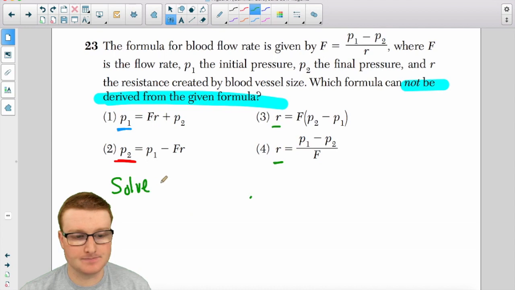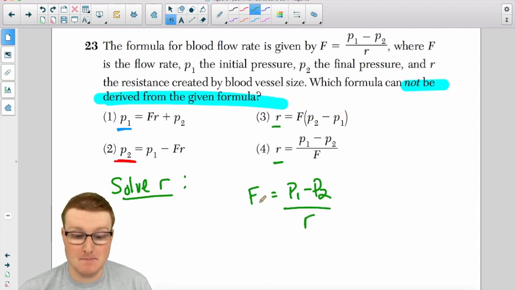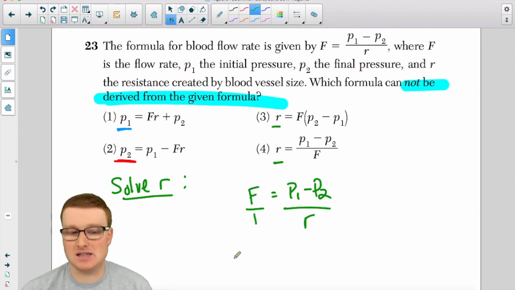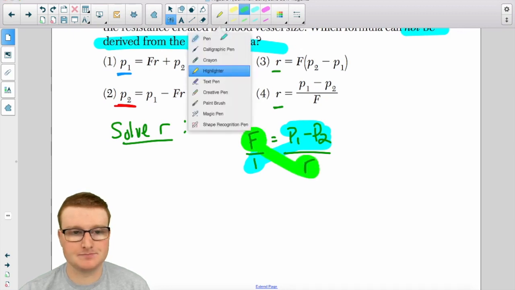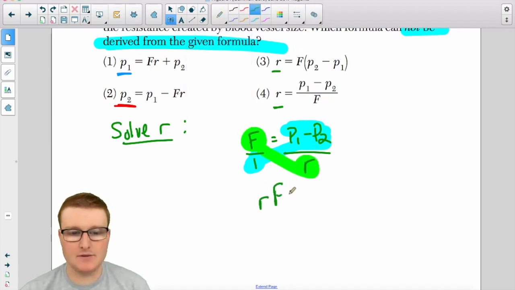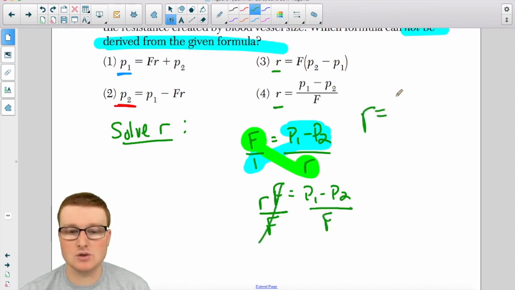So we're going to solve for R. Here we go. Capital F is equal to P1 minus P2 all over R. The best way to do this, folks, is to cross multiply, then solve for R. Cross multiplying, we get R times F equals P1 minus P2. Now we divide by F, and we get R is equal to P1 minus P2 over F.